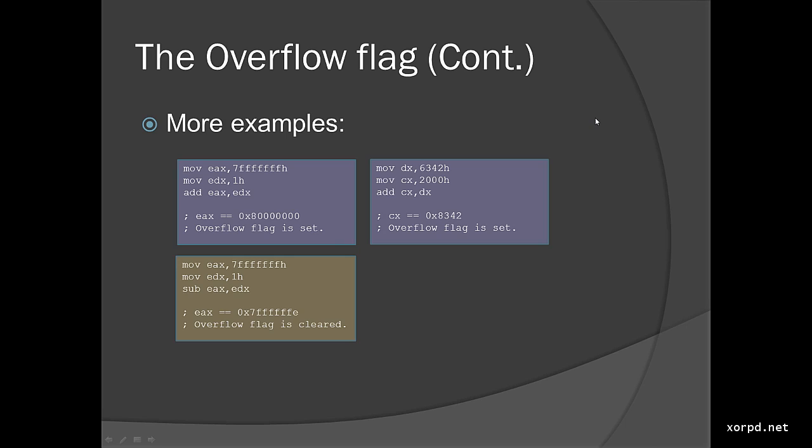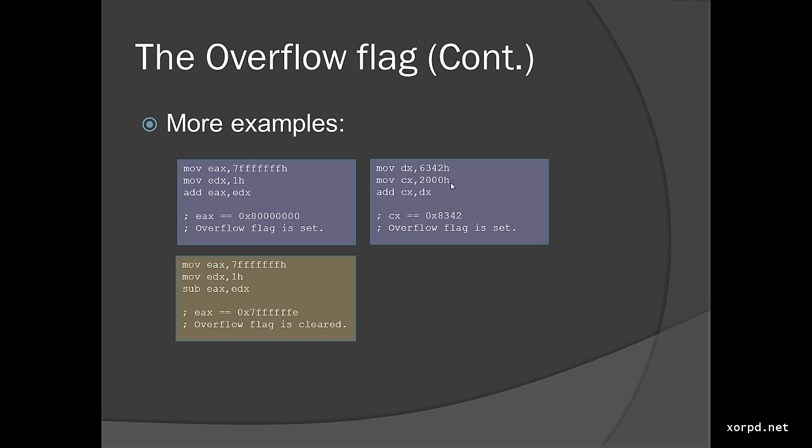Let's take a look at another example. Here we store this number, 6342 in base 16, into DX. I remind you that DX is of size 16 bits. Then we store this number, 2 followed by 30, inside CX, and we add those two numbers. The resulting number is 8342 in base 16. And this time the overflow flag is set.